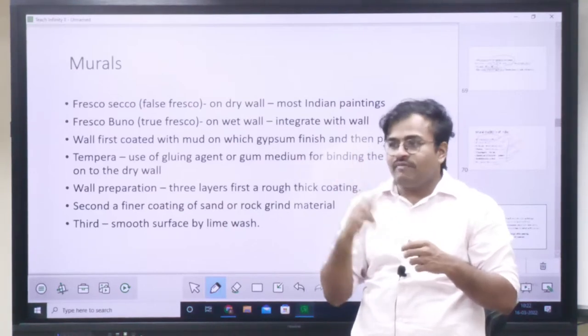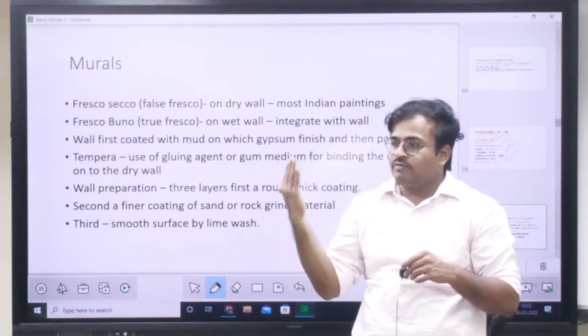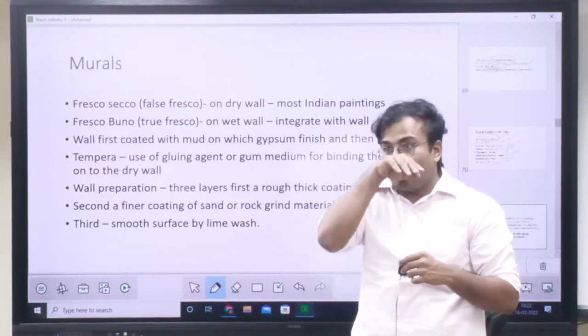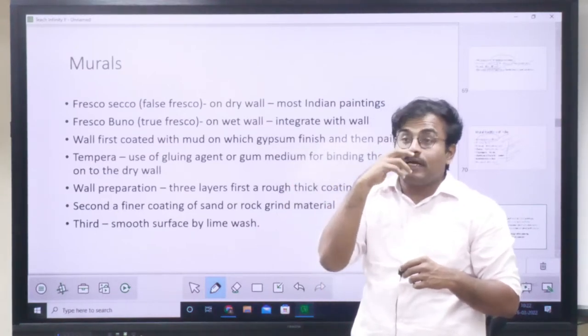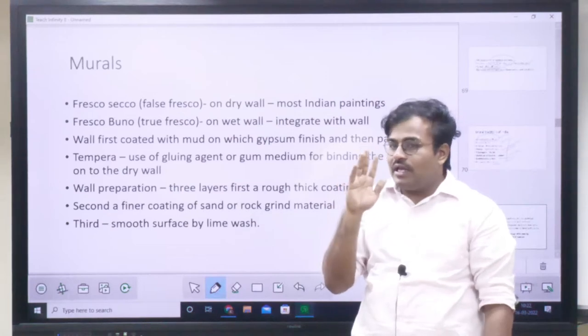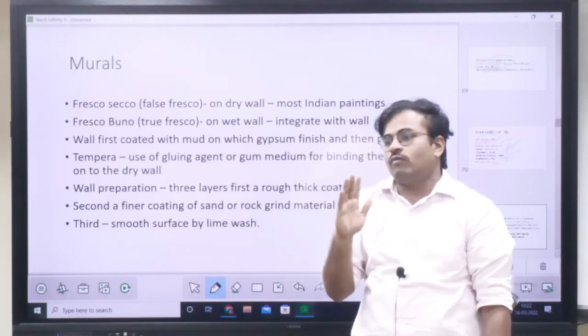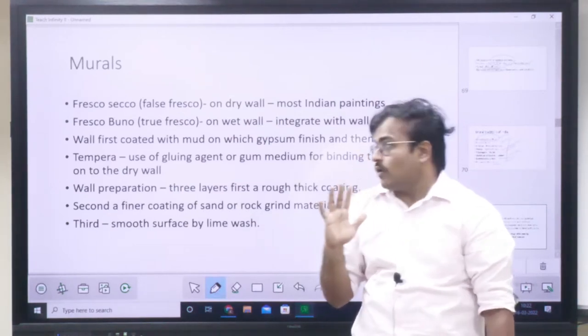Preparing the wall is very important work because it is the preparation of the canvas. And in order to prepare the wall, usually in traditional Indian texts, they have given three stages or three layers of wall preparation.